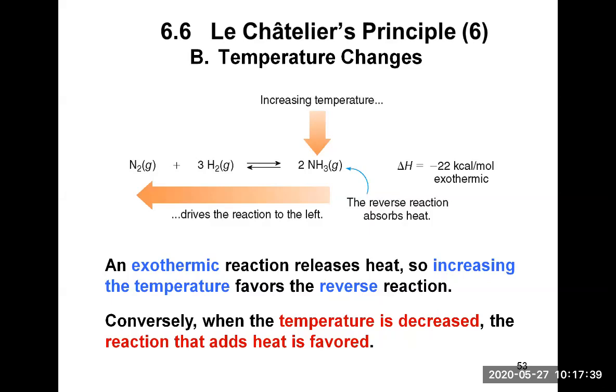And conversely, when the temperature is decreased, think about what it means to decrease the temperature. If you decrease the temperature, you're removing heat, and so the reaction that adds heat will be favored, because if you're removing heat when you decrease the temperature, Le Chatelier's principle says the equilibrium will want to add heat to counteract the change. So then the reaction that adds heat will be favored.